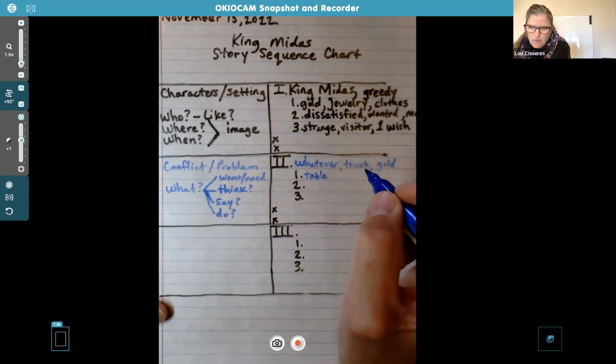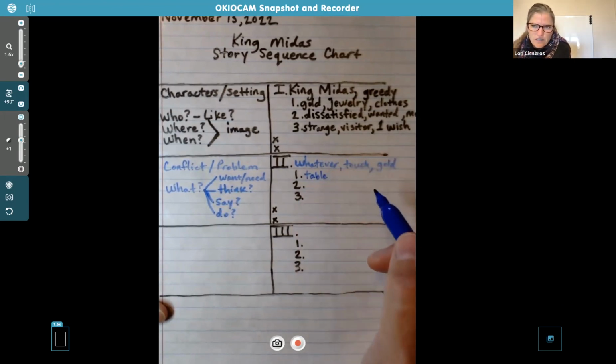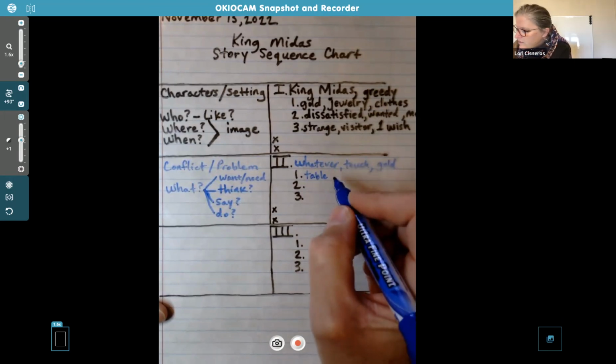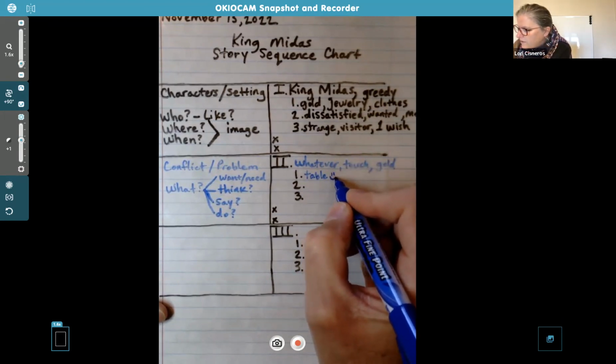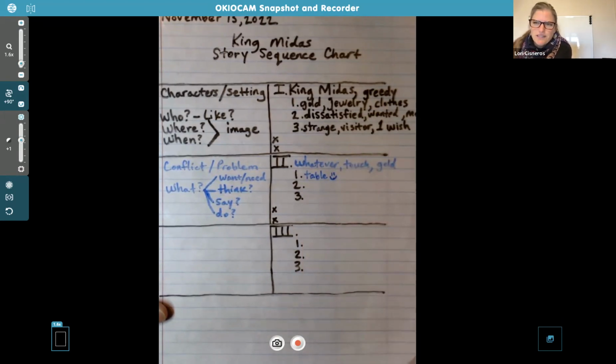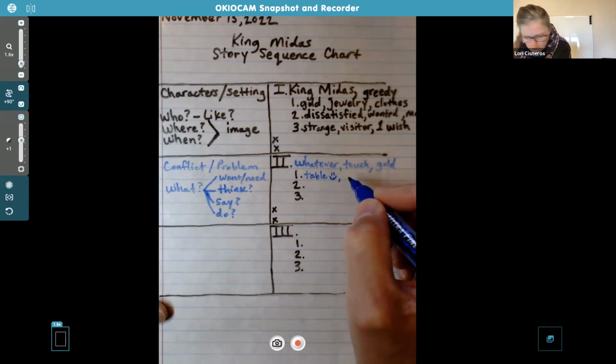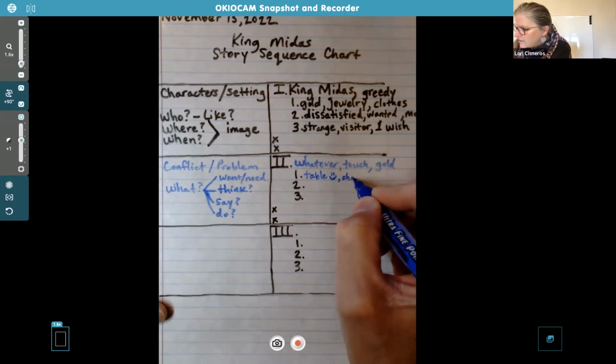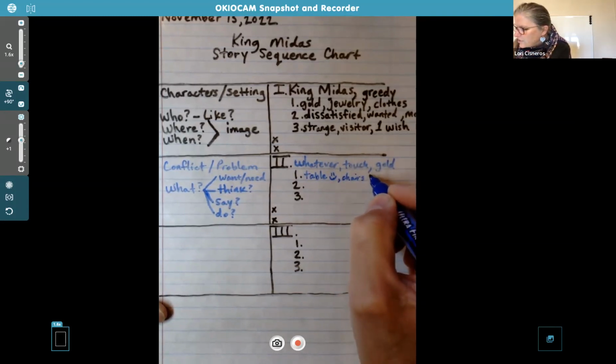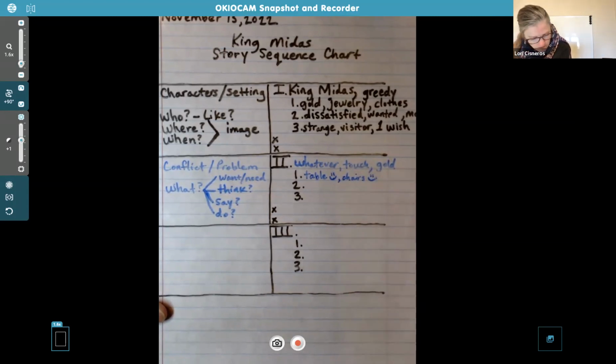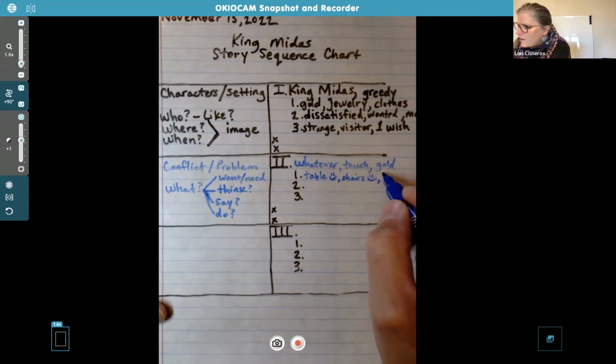By the way, remember when we do these outlines, we can use symbols for free. So he was happy about that. I'm going to put a little happy face next to table because he was happy to have a gold table. That was pretty special. And then another thing he touched was his chairs. His chairs turned to gold. And then remember his bed.